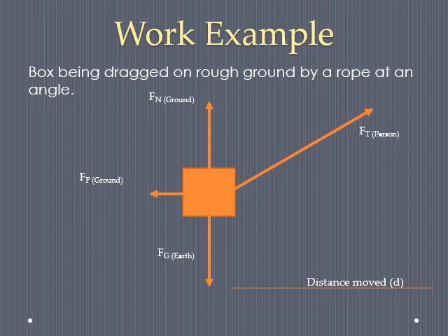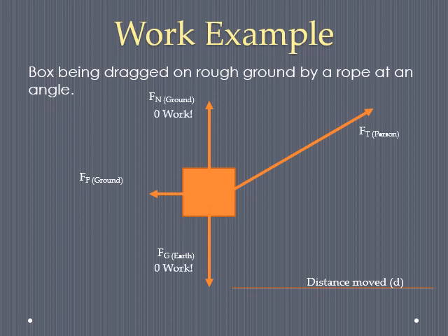We also have to have that object moving a distance because by definition, no work is done if the object is not moving. Its energy is not going to be changing if it's just sitting there still on the ground. So in this case, we'll have it move a distance d horizontally along the ground in the same direction that the person is pulling.